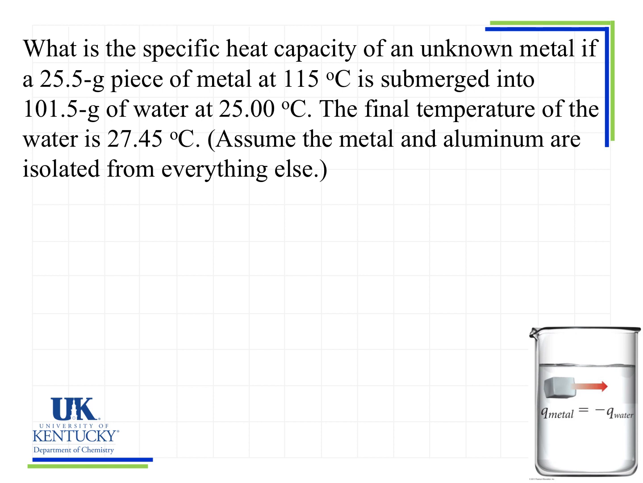Okay, so now think about this example. What is the specific heat capacity of an unknown metal? We said it's unknown because if it's a known metal, the specific heat capacity is always a constant. You can look it up in a chart and find it. So an unknown metal, if 25.5 gram of that metal at 115 degrees Celsius is submerged into water, how much water? 101.5 gram of water at 25 degrees Celsius. The final temperature of the water is 27.75.